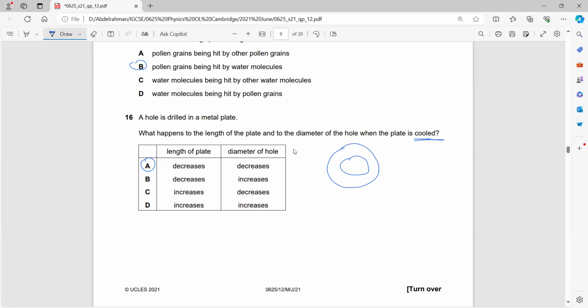It cannot be B. Why? Because the diameter will not increase. Actually, it will shrink. Cooling will cause the plate to shrink. It will cause the plate to contract. When it contracts, what happens? The diameter decreases, the length, the width, everything decreases.